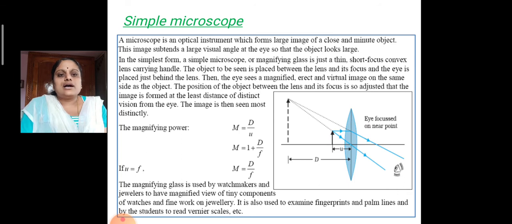The magnifying glass is used by watchmakers and jewelers to have a magnified view of tiny components of watches and fine work on jewelry. It is also used to examine fingerprints and palm lines, and by students to read vernier scales, etc.